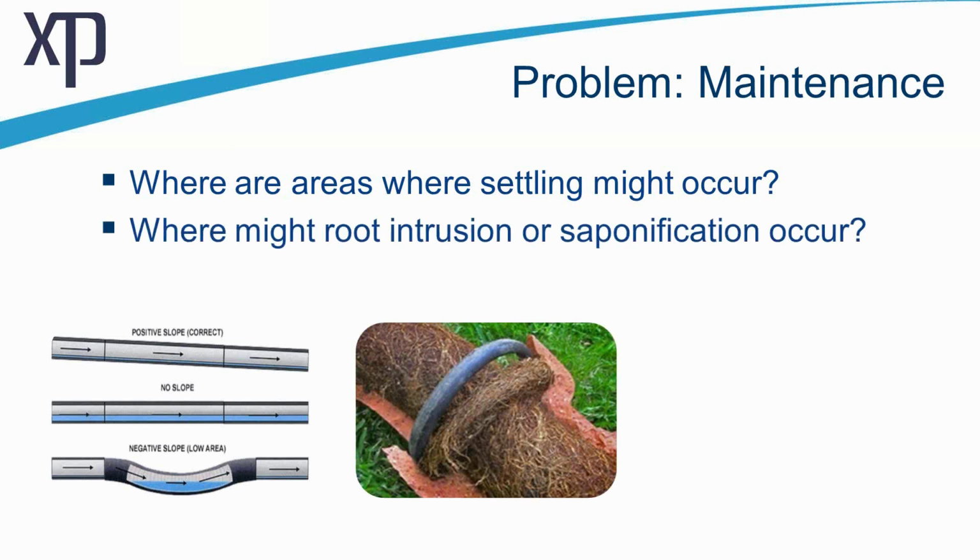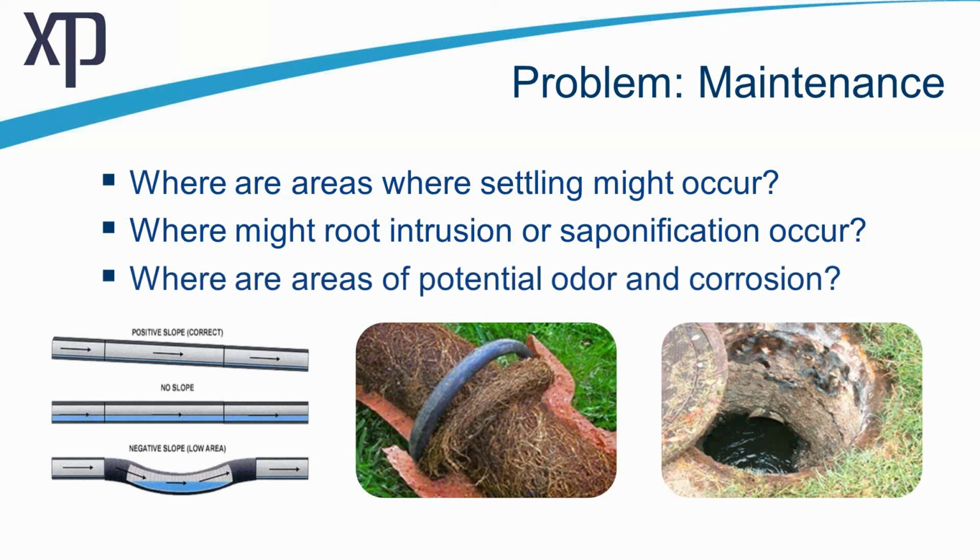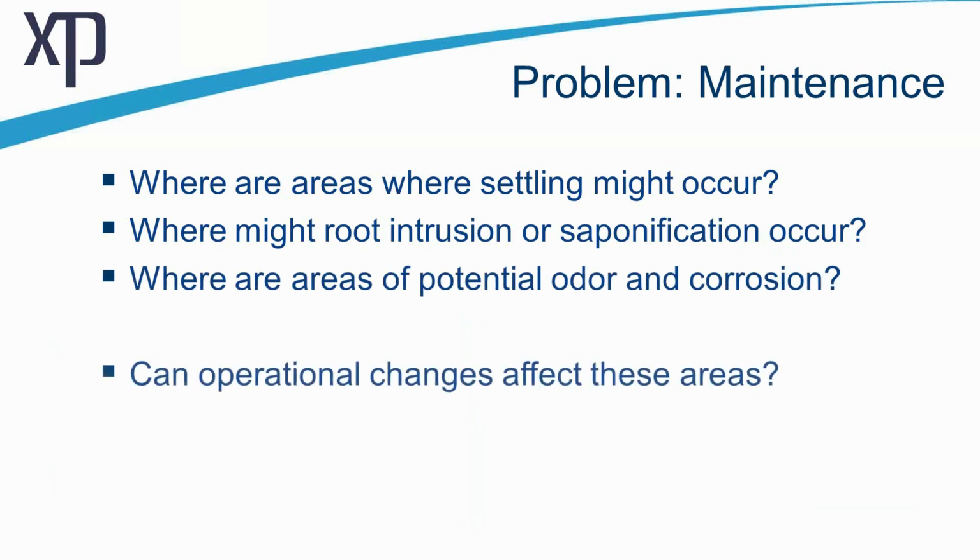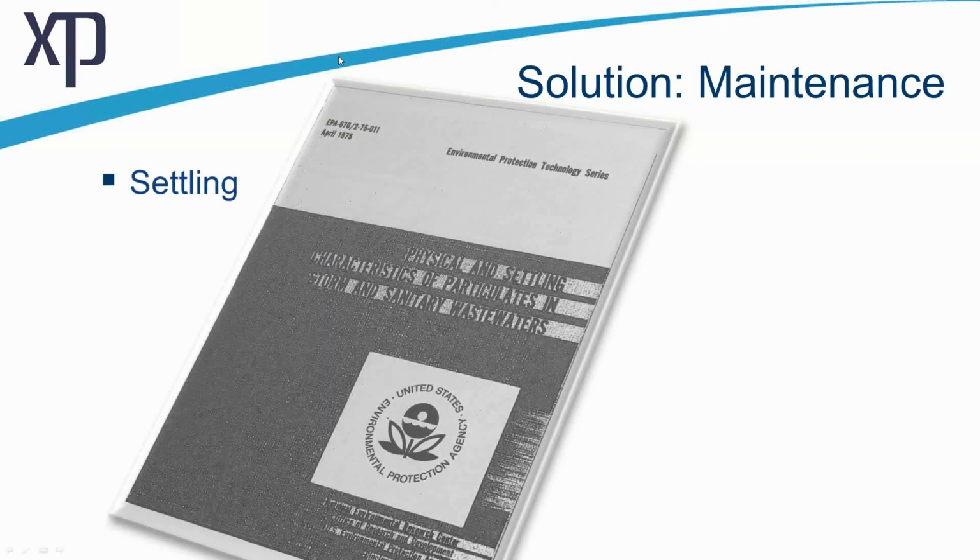Perhaps we have a generation of soaps or oils or greases as well as roots. Where might that be occurring, and can a model help me pinpoint that and solve that? And the third is where are there any areas of odor or corrosion? So where are those? Those are the big three in my mind of maintenance. And so again, trying to be practical here, is there an operational change? Is there something the model can do that can affect these areas? Because if so, we should explore that more. So let's go individually. The first being settling.